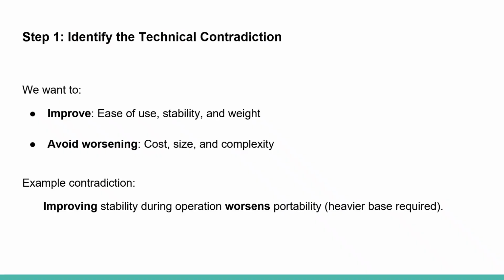Now we will solve it step by step. Step 1: identify technical contradictions. We want to increase the stability and ease of use, but normally that increases the size, weight and cost. This is a classic TRIZ contradiction.